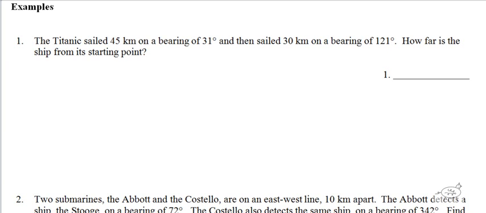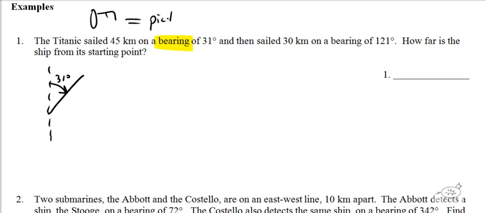Bearing problems, whenever you see the word bearing, and I highlight this, you're going to make a crazy sound, because it's such an important word. So you always draw a north-south line for a bearing, and it's 31 degrees. There's 31 degrees. The key to all these problems, math fans, are pictures. If you don't draw the right picture, you're not going to get the problem right. So the Titanic sailed 45 kilometers, let's put 45 here, on a bearing of 31 degrees. Then it sailed on a bearing, oh, there it is, whoop, whoop, whoop, of 121.